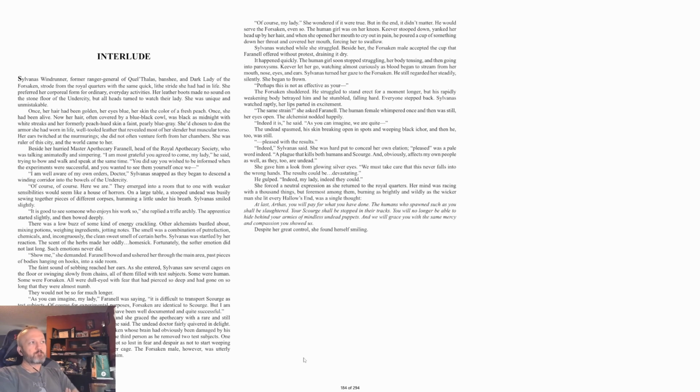Sylvanas Windrunner, former Ranger General of Quel'Thalas, Banshee, and Dark Lady of the Forsaken, strode from the royal quarters with the same quick, lithe stride she had had in life. She preferred her corporeal form for ordinary everyday activities. Her leather boots made no sound on the stone floor of the Undercity, but all heads turned to watch their lady. She was unique and unmistakable.